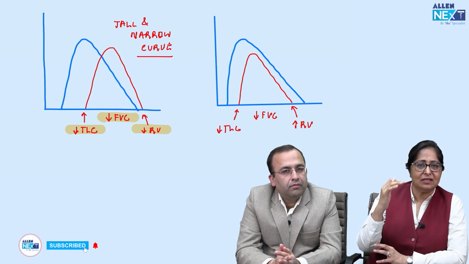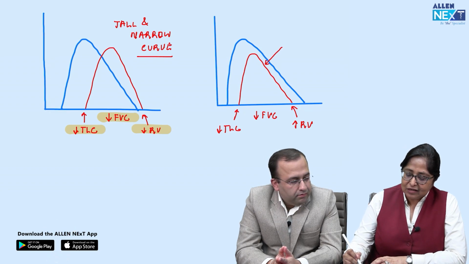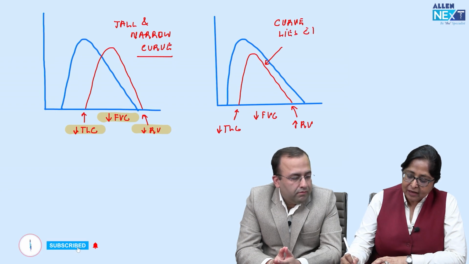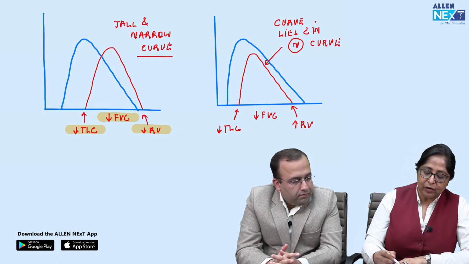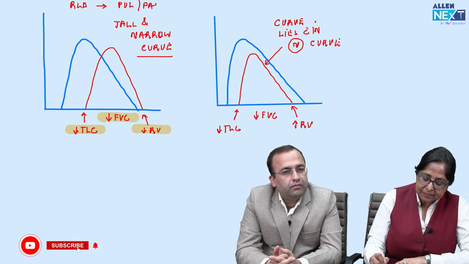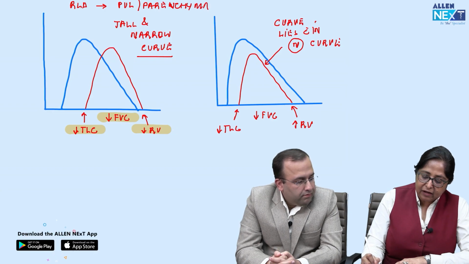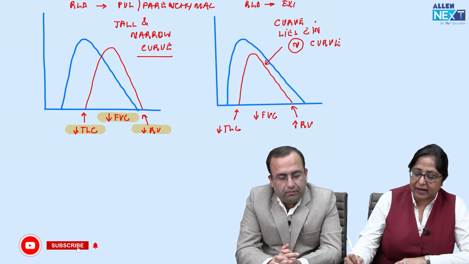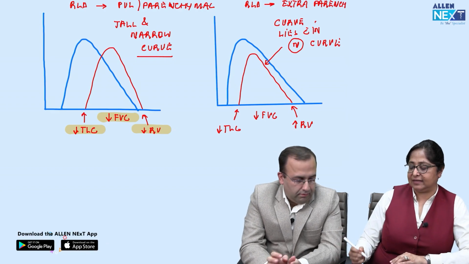the height of the curve is reduced definitely, but not as much as in obstructive lung disease. So this is typically defined as curve lies within a normal curve. So where do you get a tall and narrow curve? Restrictive lung disease due to pulmonary or parenchymal causes like pulmonary fibrosis, etc. And the curve lies within the normal curve will be in restrictive lung disease, extraparenchymal causes. So this is what happens in restrictive lung diseases.